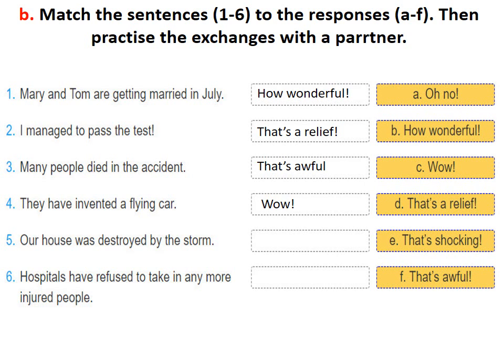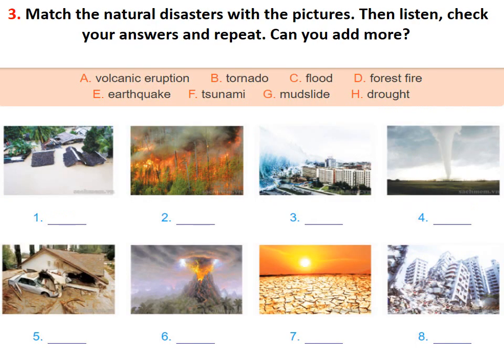Wow. Our house was destroyed by the storm. Oh no. Hospitals have refused to take in any more injured people. That's shocking. Okay, the task is easy for you, right? Now let's see how many right answers you have. Task 2B. Now let's move on.